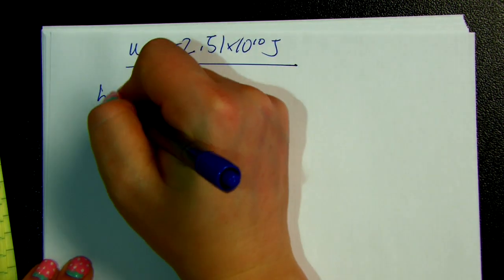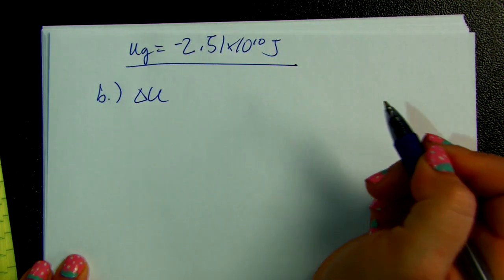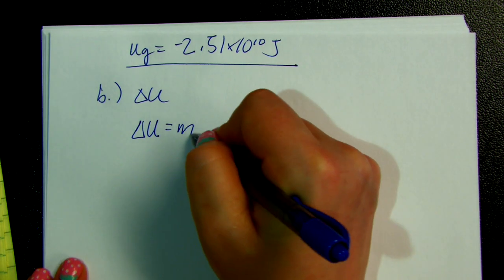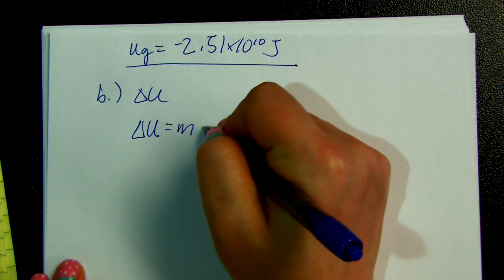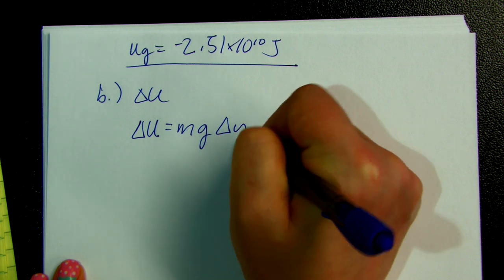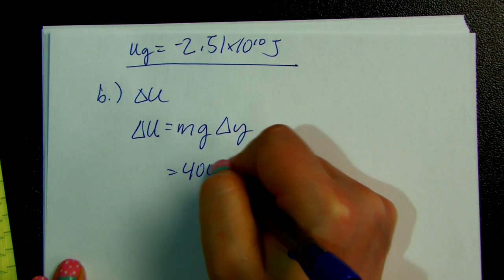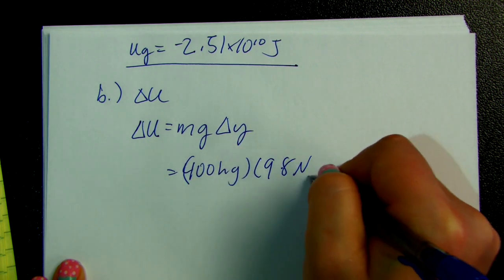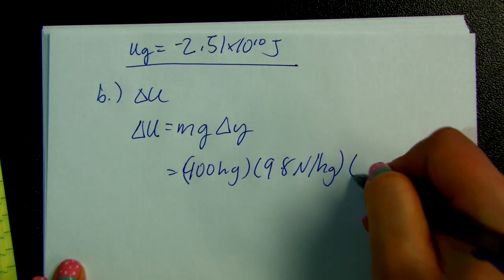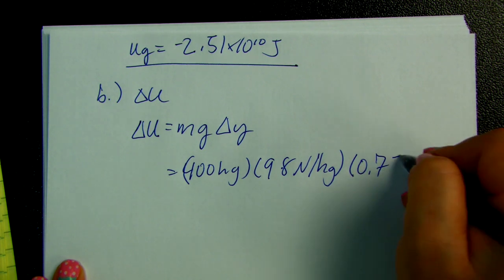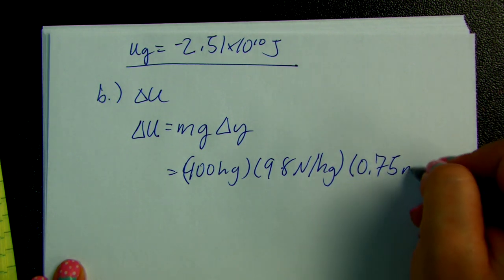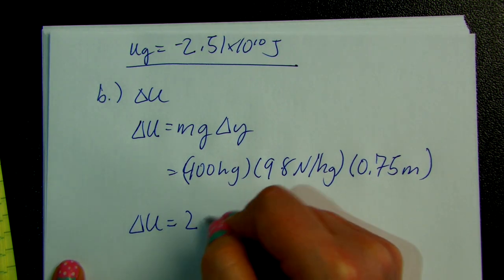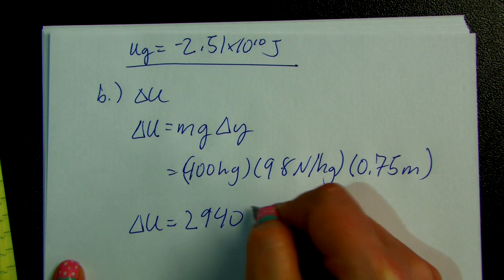All right, so for part B, we want to look at delta U. So delta U, as you will have derived on your own near Earth's surface, is basically mg delta Y. So this is equal to 400 kilograms, the mass of the zebra, times 9.8 newtons per kilogram, times 0.75. The zebra has gone up, so therefore Y is positive, and delta U is equal to 2,940 joules.